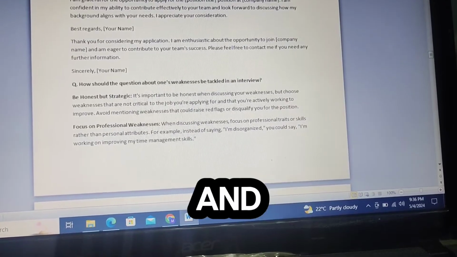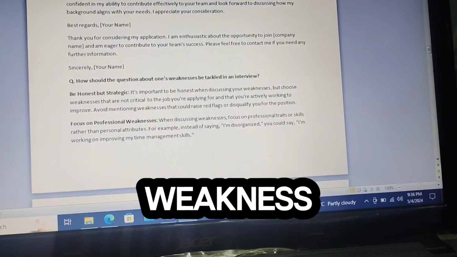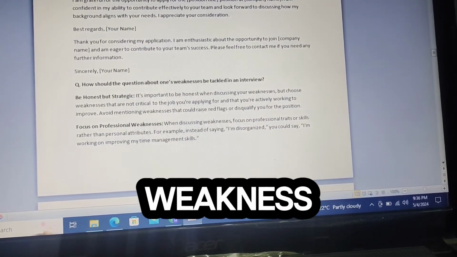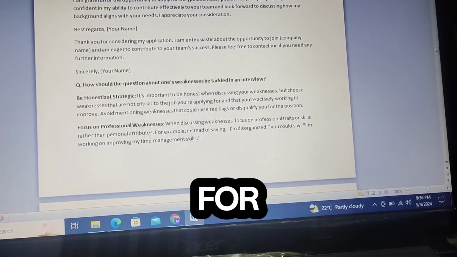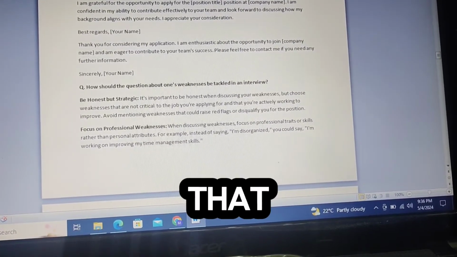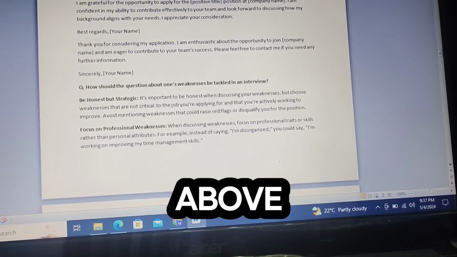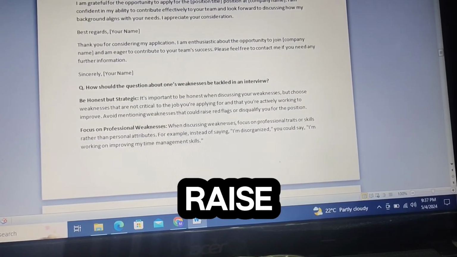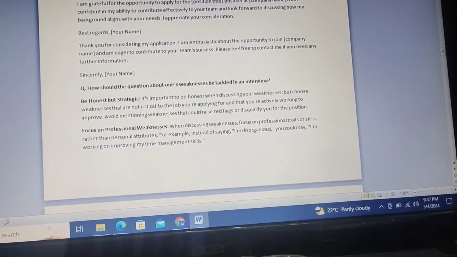Be honest and strategic. It is important to be honest when discussing your weakness, but choose weaknesses that are not critical to the job you are applying for and that you are actively working to improve. Avoid mentioning weaknesses that could raise red flags or disqualify you for the position.